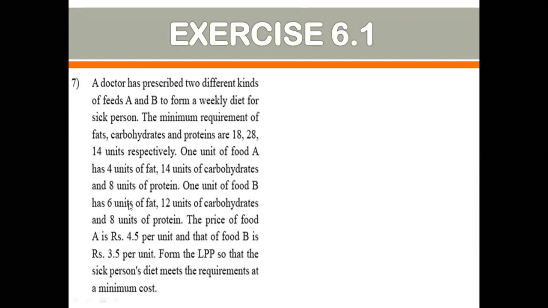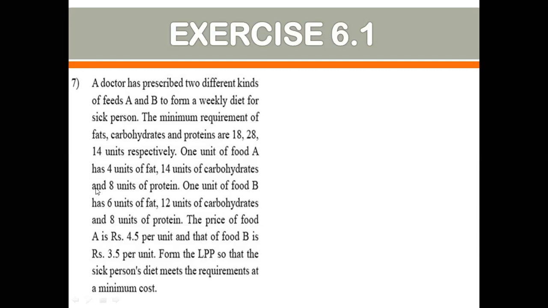As you can see, the sum is related to feed again. A doctor has prescribed two kinds of feeds A and B to form a weekly diet. So this is a diet sum. So in a diet sum we can always make the table. The minimum requirement of fats, carbohydrates and proteins are 18, 28 and 14.